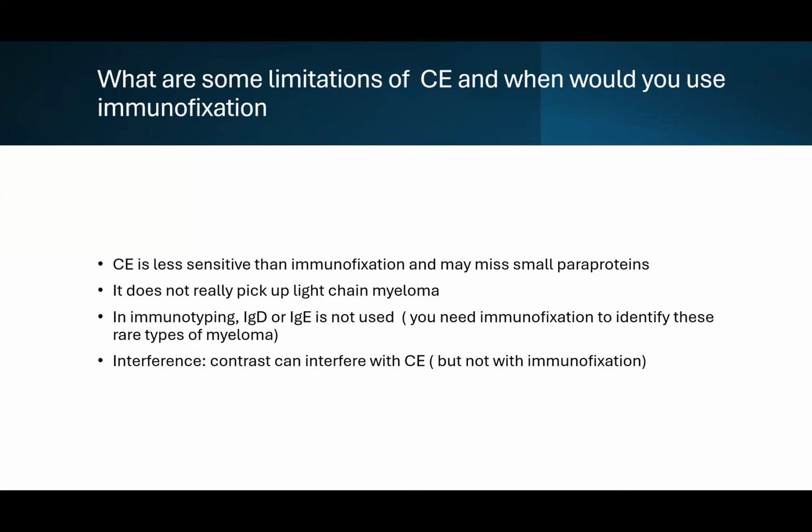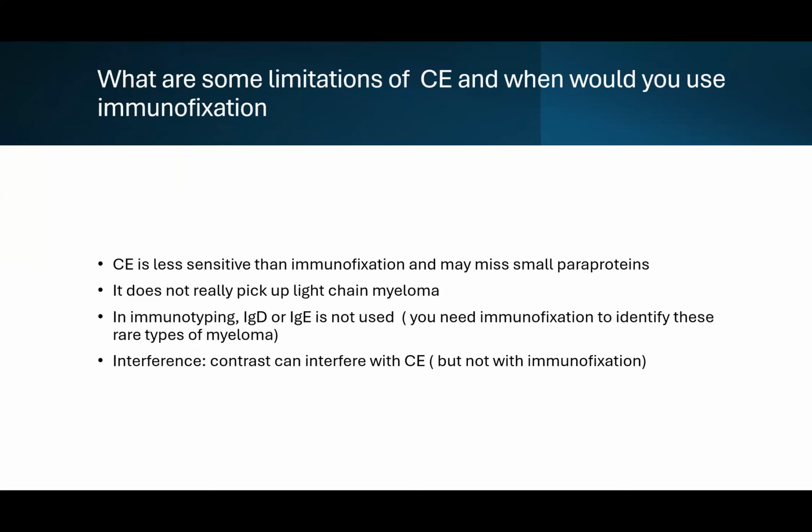One of them is that capillary electrophoresis is less sensitive than immunofixation. So if you have a very small paraprotein, that might be missed in capillary electrophoresis. It also does not really pick up light chain myeloma. We have free light chains in serum that we can measure for that, but obviously with immunofixation, you can also pick up light chain myeloma.